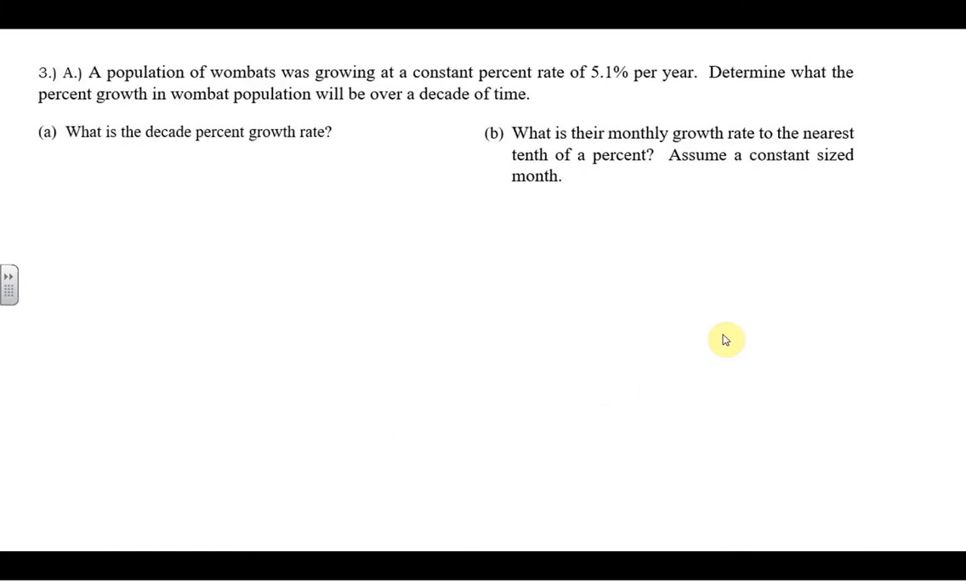A population of wombats was growing at a constant rate of 5.1% per year. We want to determine what the percent growth in the wombat population will be over a decade. Now, these are different because they're not asking how many wombats there are going to be. They're asking what the percentage of growth is. So we're still going to use that formula.